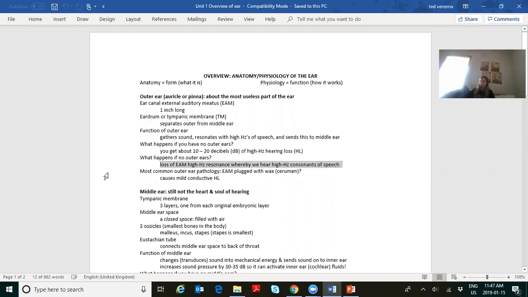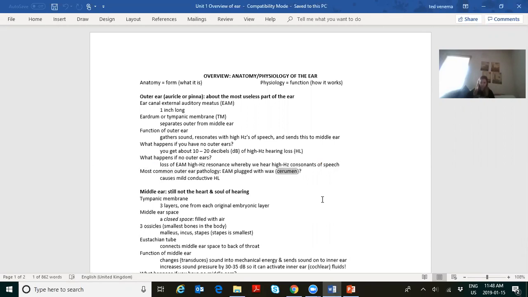And what's the most common outer ear pathology? EAM, ear canal plugged with wax, earwax. Earwax is sometimes called cerumen. The word I'm highlighting there. That's the word we use for earwax. So earwax is the main problem with the outer ear.